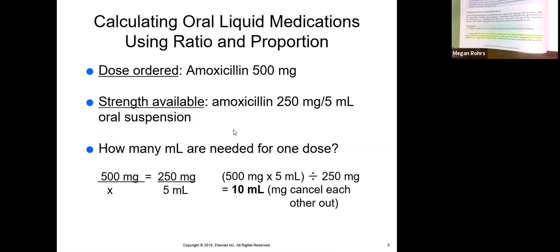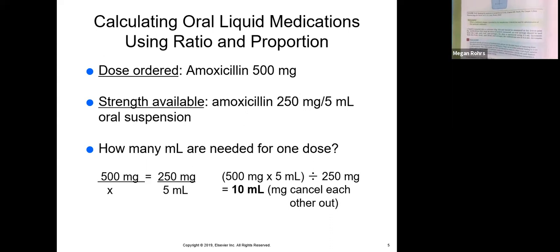And so we're going to be calculating dose volumes both with ratio and proportion and dimensional analysis. Whichever way you prefer, I would suggest that you actively practice that in your assignment, but also make sure that you know how to use both of these methods as well. When we're looking for a dose volume, remember that we always set the dose that's being ordered equal to the strength that we have in stock.